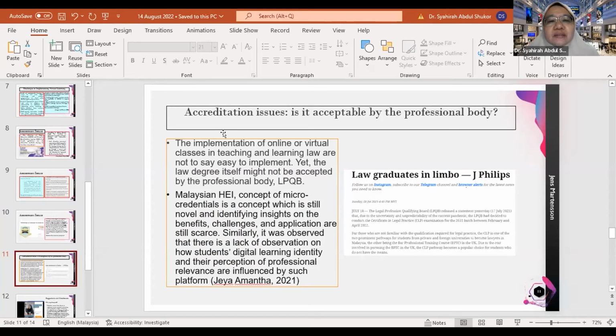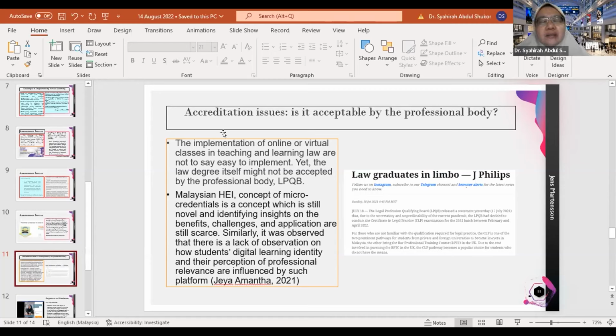or virtual classes in teaching and learning law is not to say easy to implement. Yet the law degree itself might not be accepted by the professional body, that is the LPQB. So what is the purpose of having a law faculty, if the law graduates are not qualified to practice as an advocate and solicitor?